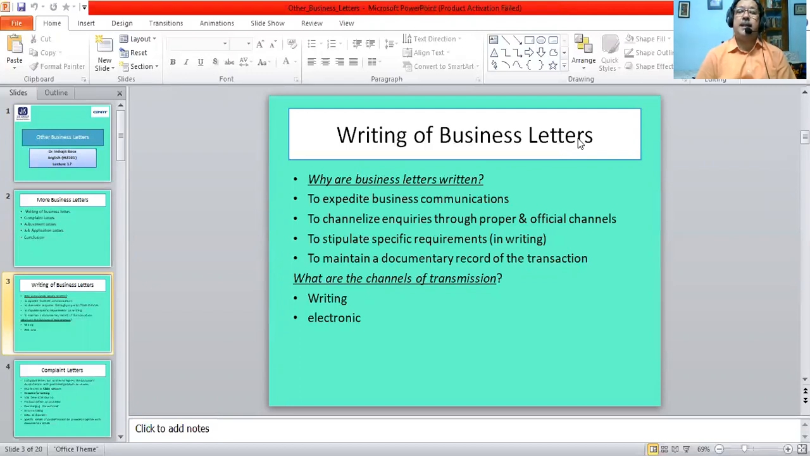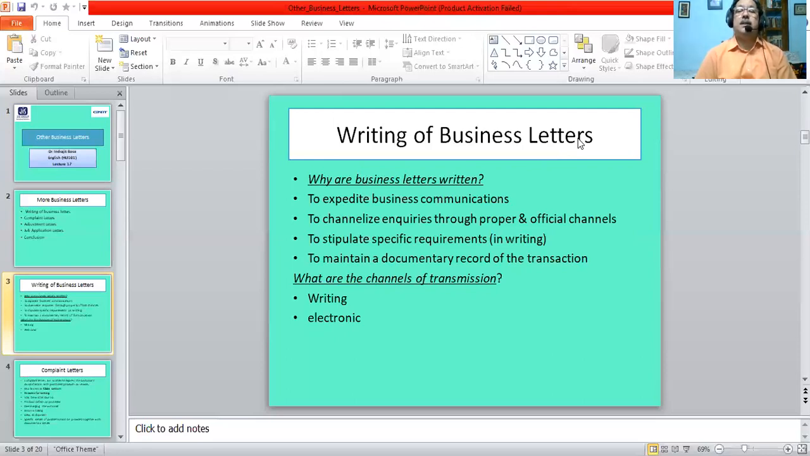For example, in a business organization, there is a hierarchical setup. And if somebody at the lower level of the hierarchy wishes to contact somebody at a higher level, then they can formally do so by sending a letter. Or the letter, in other words, is the best means of communication or interaction between people at various levels of the official hierarchy. Also to stipulate specific requirements in writing.